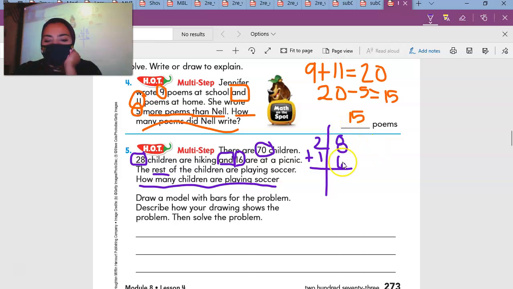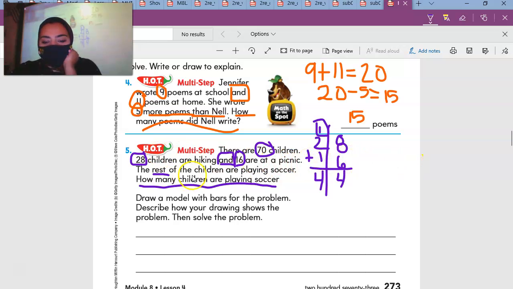When we add, we always add the ones place first. So what's 8 plus 6? 14. Okay, what's 1 plus 1? What's 2 plus 2? 4. So 44 kids are hiking and having a picnic.